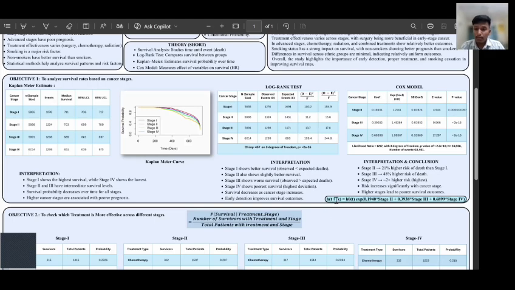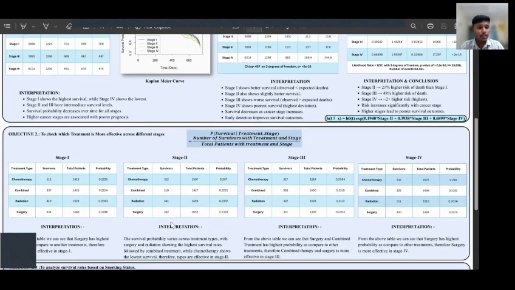So here is our hazard model: h of t given x is equal to h naught of t times exponential of 0.1940 times stage 2, plus 0.39838 times stage 3, plus 0.6899 times stage 4.